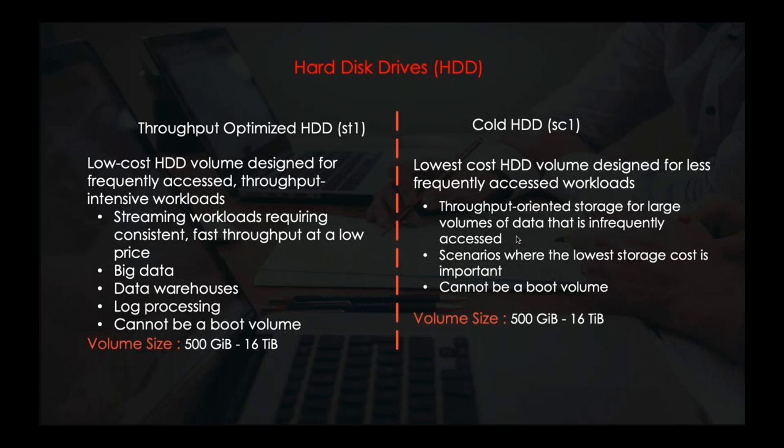When you are accessing your data very rarely, once in a week, once in a month, but you still require it to be available to your application, at that time you can go with a cold HDD. Examples are streaming, big data, data warehousing, log processing. For all these purposes, you can go with HDD types of volumes. The size starts from a minimum of 500 GB as we are dealing with a high storage of data, up to a maximum of 16 terabytes. So these are the conditions, and these are the four different types of EBS volumes that you can create on AWS.